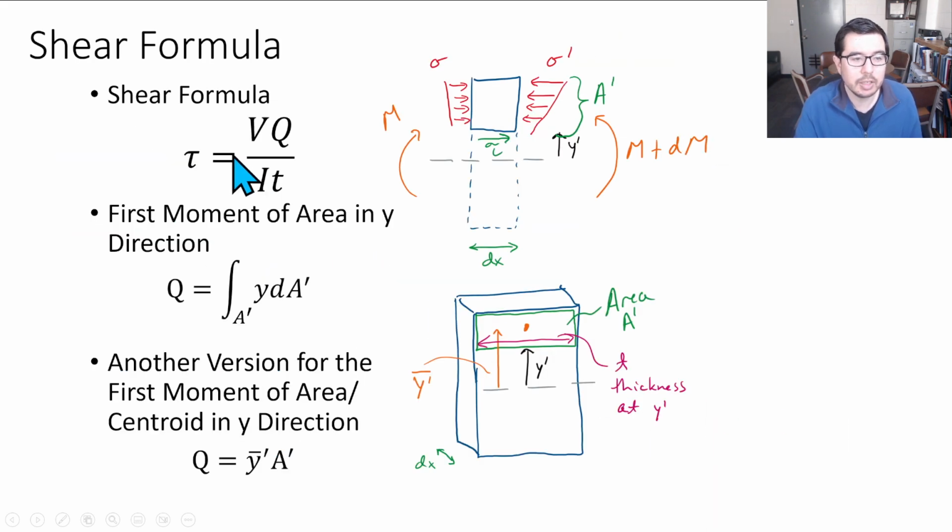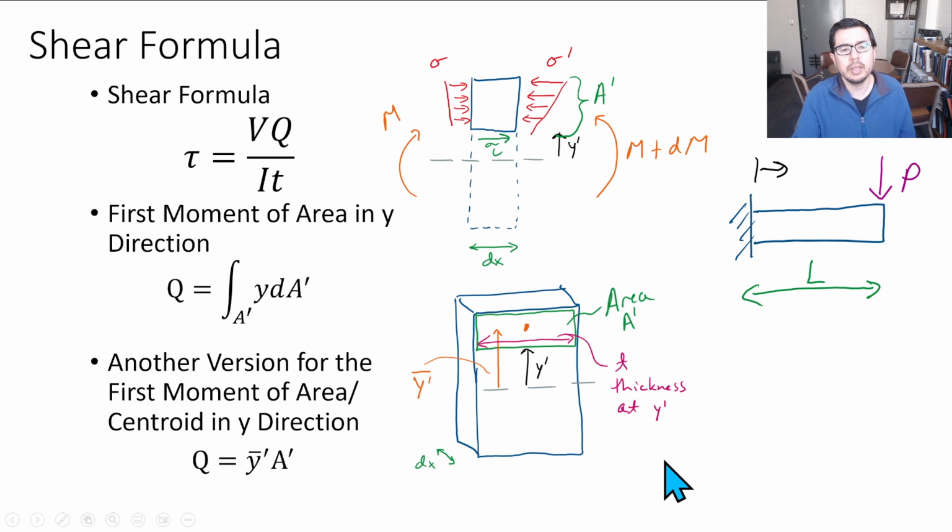This expression is what we term the shear formula. This Q is the first moment of area, and we're going to have a whole part of our session discussing the first moment of area. And there's also this other version of the first moment of area. Previously, a few minutes ago, I hinted that we might want to use the centroid as a way to help us calculate what Q is.